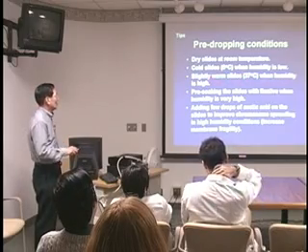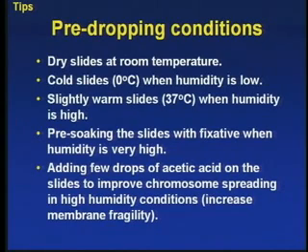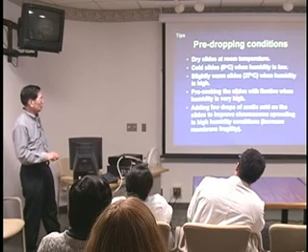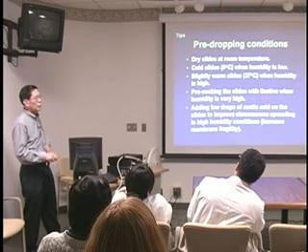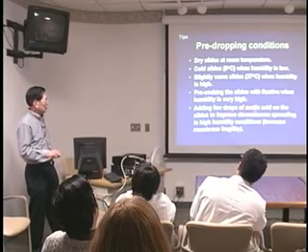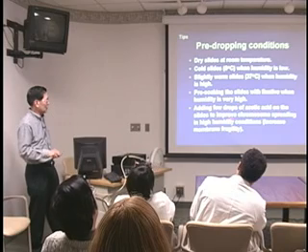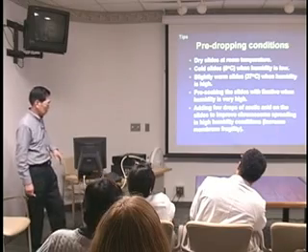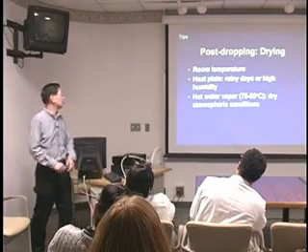But how about when the humidity is high? In this case, you can do the opposite. You can warm the slide to about 37 degrees to improve that. Or if the humidity is really, really high, which may happen in the summertime, when you get over 80%, 90% humidity, you can soak the slide with a fixative before you drop the cells onto the slide. Another trick is to use a few drops of acetic acid on the slide to improve the chromosome spreading, because in that case you can increase membrane fragility.